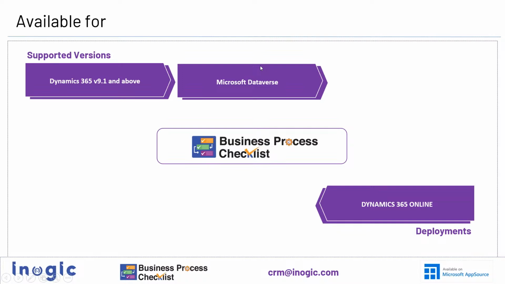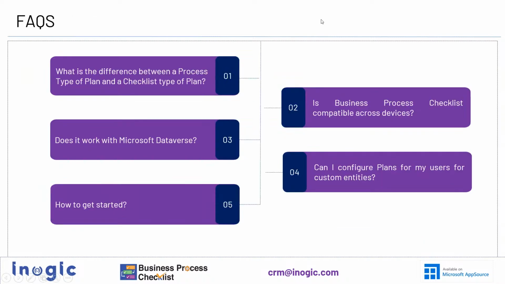Great. So business process checklist is supported on Microsoft Dynamics version 9.1 and above, and of course for Microsoft Dataverse. It can be deployed on Dynamics 365 online. Now, before I open the floor for the Q&A session, let me walk you through the frequently asked questions that I encounter during my prospect and customer interactions.